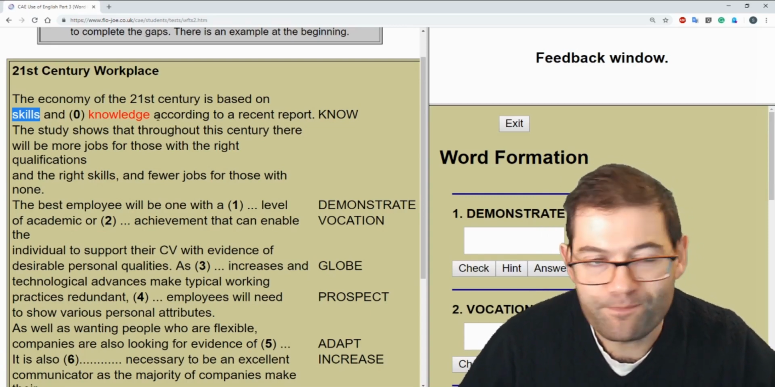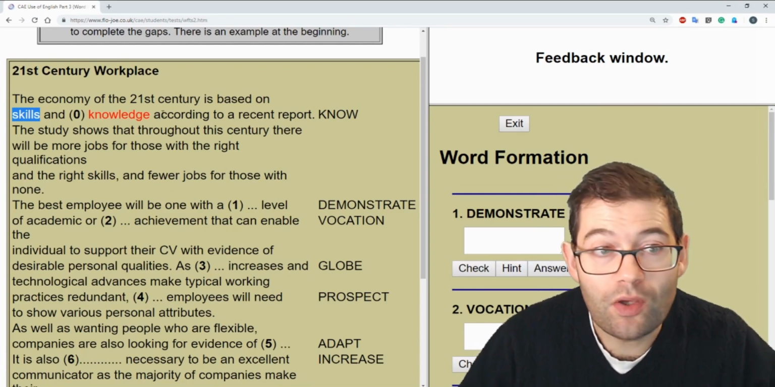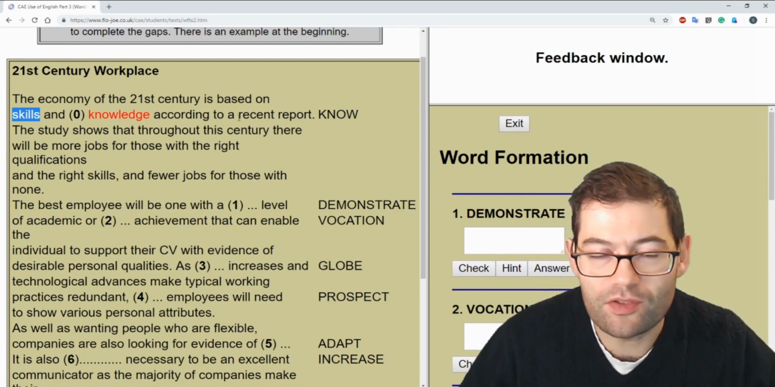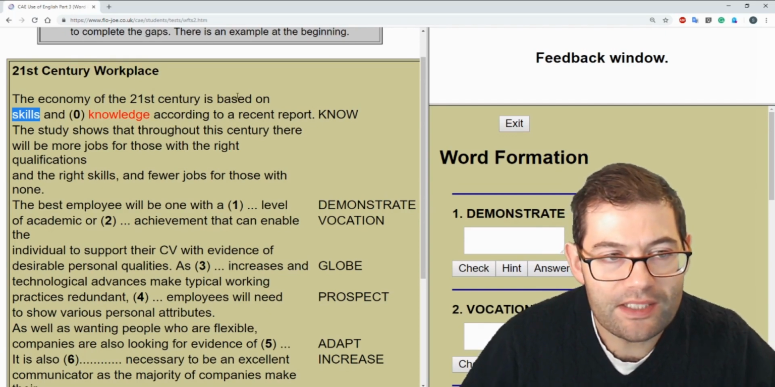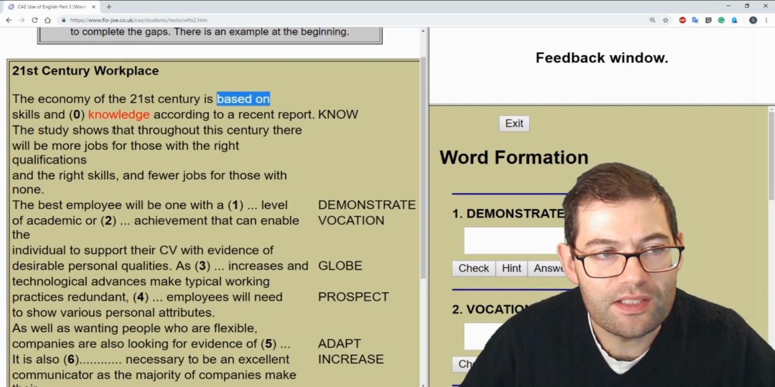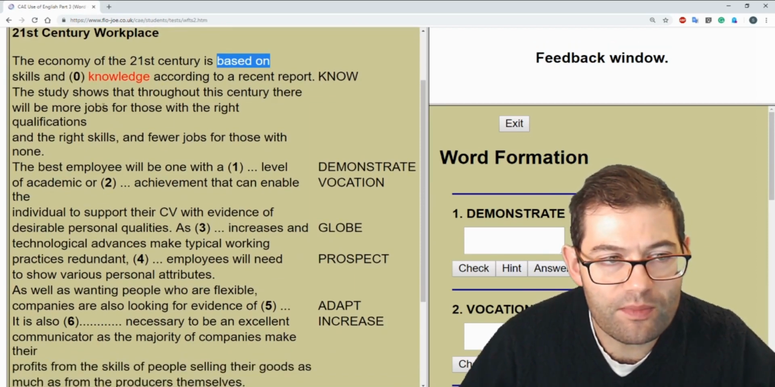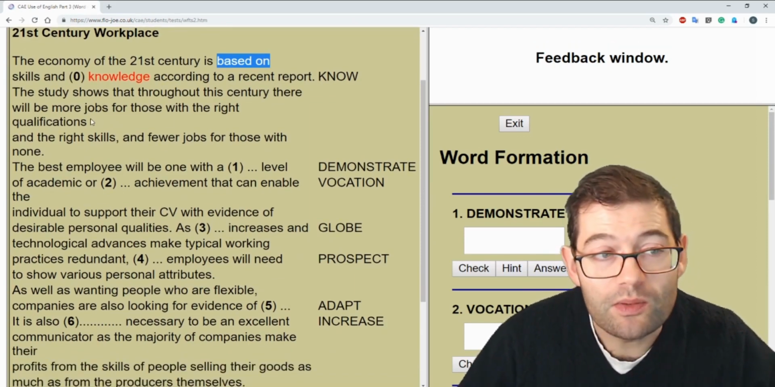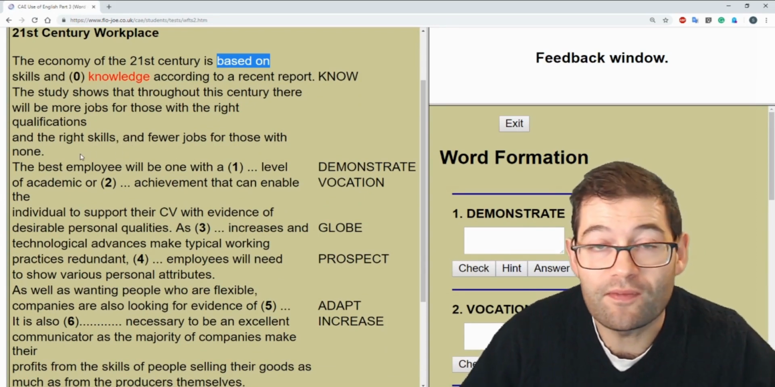In this case, we need the noun form of know, which is knowledge. So to know, and then the noun form, which is knowledge, based on skills and knowledge. So we've also got that language structure as well, based on plus noun. So based on skills and knowledge. According to a recent report, the study shows that throughout this century there will be more jobs for those with the right qualifications and the right skills, and fewer jobs for those with none.